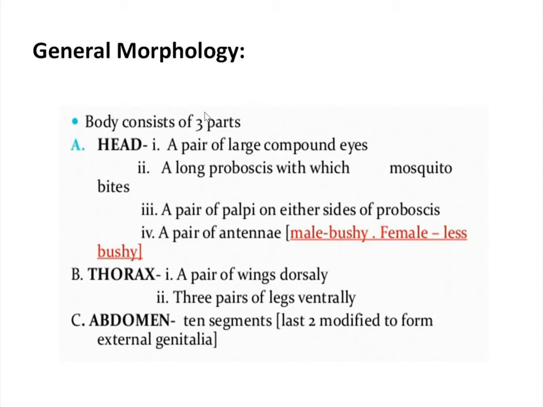Next is the thorax. In the thorax, it basically has two important structures. One is wings: a pair of wings are present dorsally, and three pairs of legs are present ventrally. Next is the abdomen. The abdomen contains 10 segments, but the last two segments are modified to form the external genitalia. So that's how generally these body parts are classified.